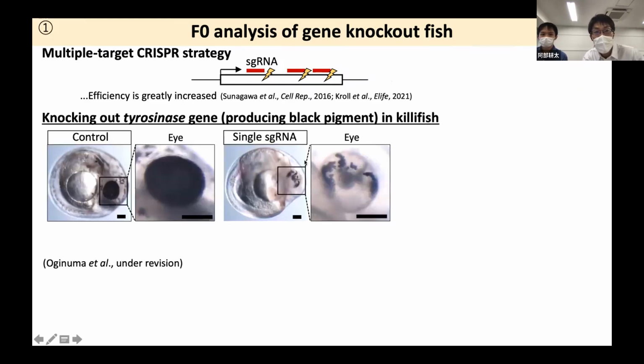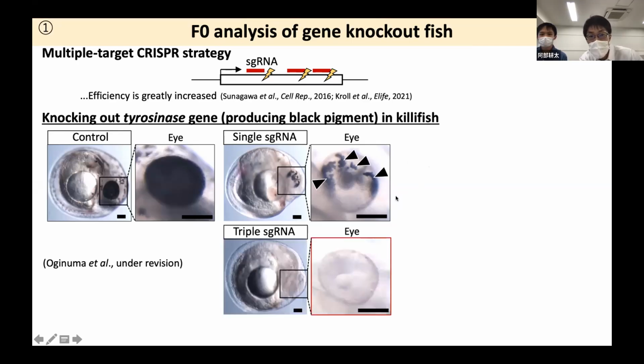And in order to verify this technology in killifish, we first targeted the tyrosinase gene. This gene is producing black pigment. And this is the result of a conventional normal CRISPR-Cas9 system in the F0 generation. So as you see, the tyrosinase gene is partially knocked out, but still, as you can see, some pigments still remained.